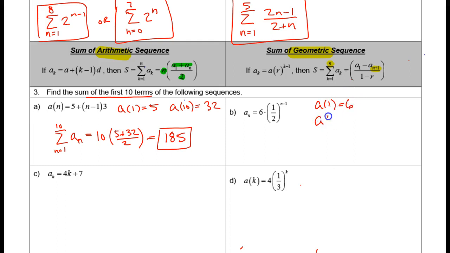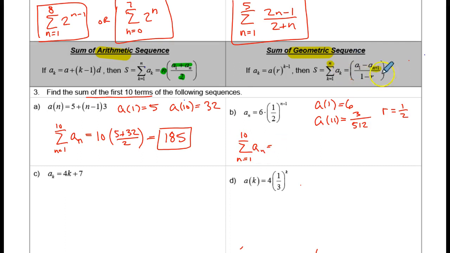Then I need to come up with the 11th term, because if I want to add the first 10, I need to calculate the 11th. And that's actually going to be 3 divided by 512. And I'll let you prove that to yourself on your calculator. Again, this is a geometric sequence with a common ratio of 1/2. So we want to add the first 10 terms there.